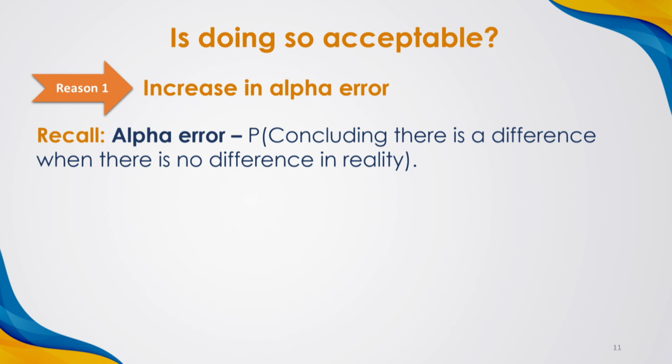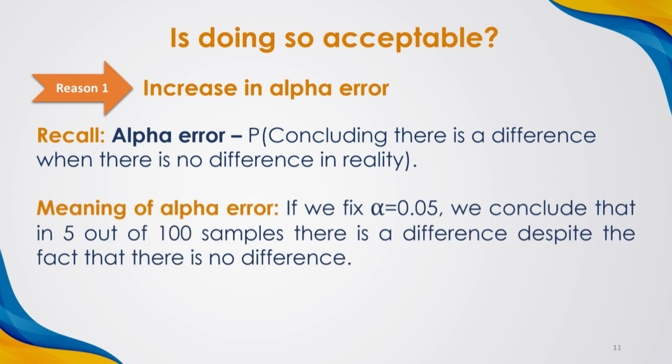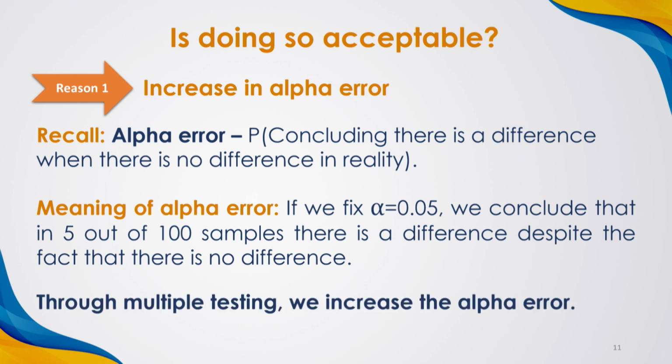Recall what is an alpha error. It is the probability of concluding there is a difference when there is no difference in reality. Meaning that for any experiment, if we fix alpha, that is your alpha error, at 5%, that is 0.05, we actually conclude that in 5 out of 100 samples, there is a difference despite the fact that there is no difference. Through multiple testing, we increase the alpha error.